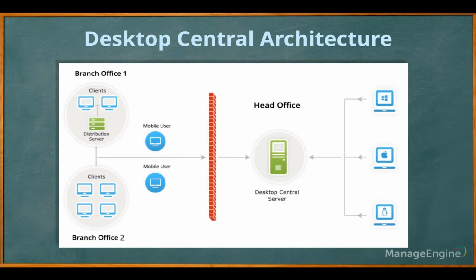So let's take a quick overview of Desktop Central's architecture. I'm not sure if every one of you is familiar, so I'm just going to give you a quick introduction, or probably a brief overview, of the architecture. All you have to do is install the Desktop Central server in your primary location. Assume it's going to be a head office or your primary location. The first thing that you'll have to do is to install the Desktop Central server.